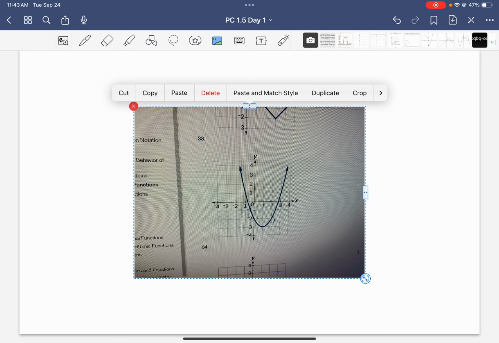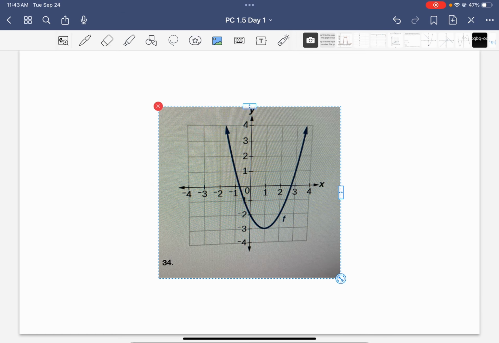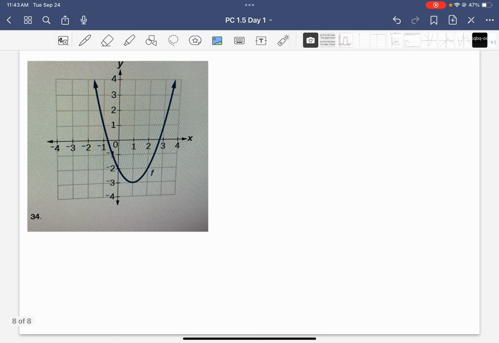So use photo. Let's crop. So if this is what 34 looks like, let's see. It looks like y is equal to x squared was our parent function, right? So when you go over 2, you get 1, 2, 3, 4. So yes, this looks like x squared to me.